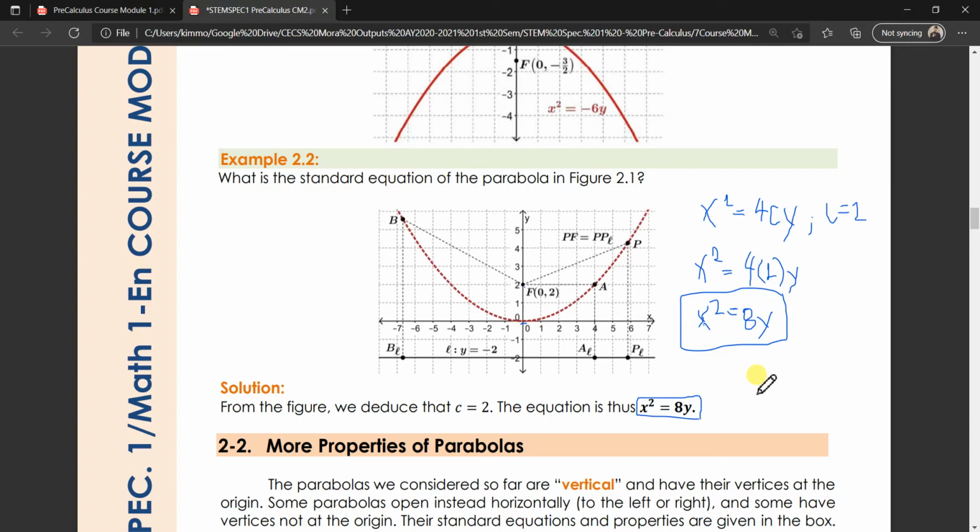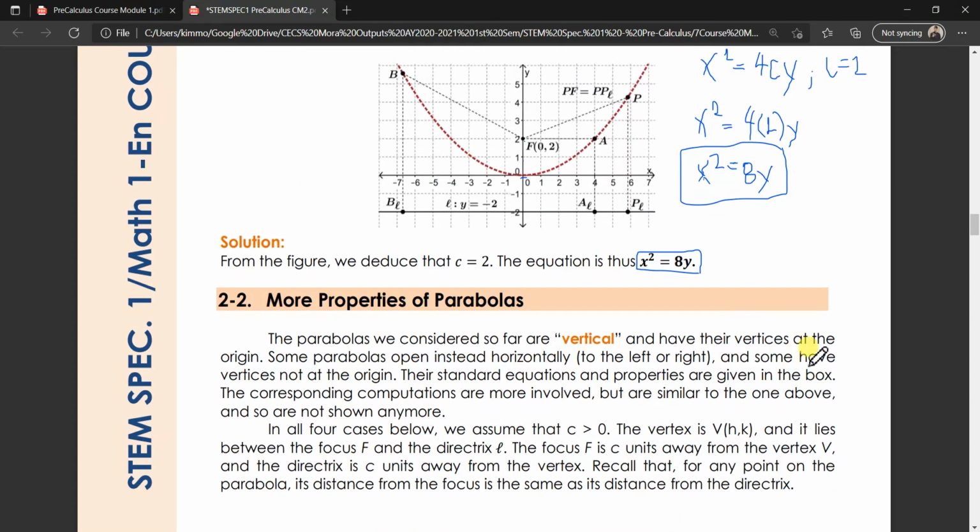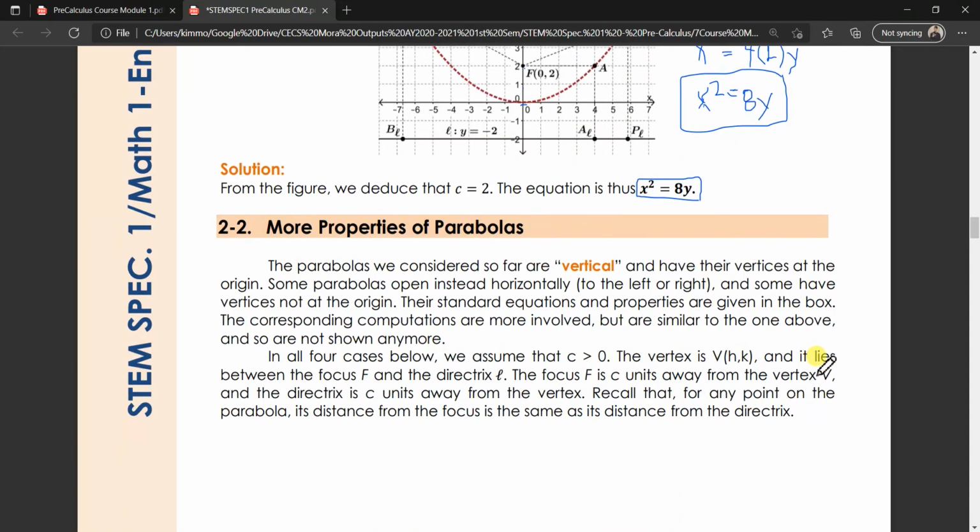So for the part 2 video discussion, I will discuss more properties of parabolas.